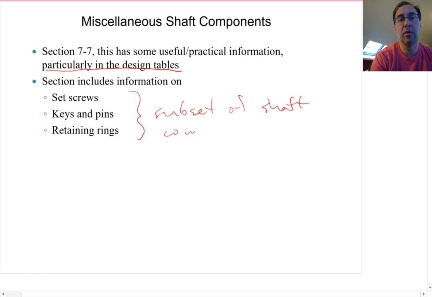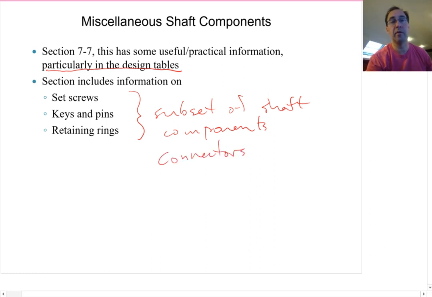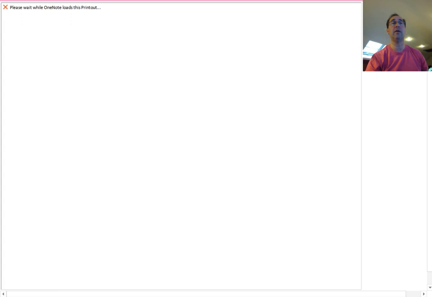Which is kind of a shame, because this would have been an opportunity for the people who wrote this book to really let you know what kind of things are mounted to shafts. These are the things that attach shafts or components together. So this is kind of the connecting points, and it's not even a complete list of connectors. I can see why they would concentrate on keys, but the rest of it's just kind of incomplete, but it's still useful for these three things.